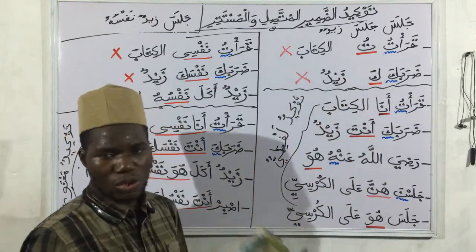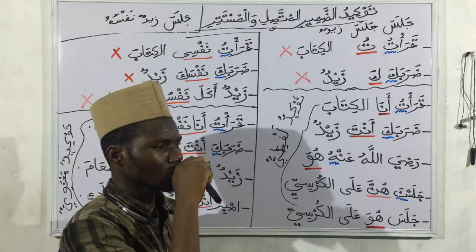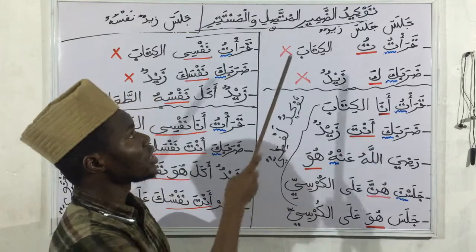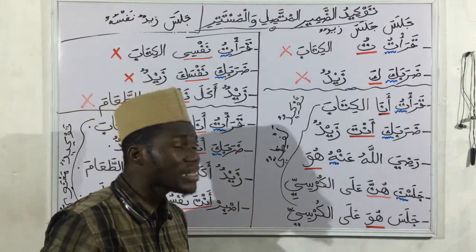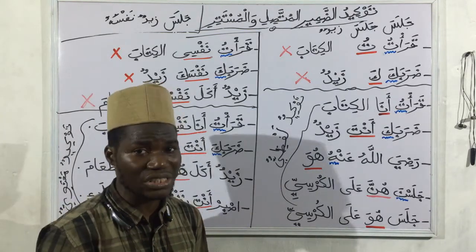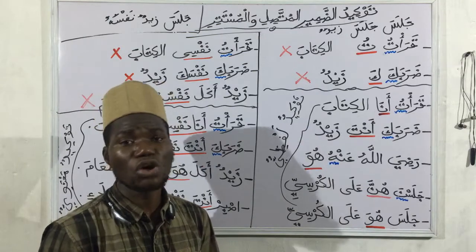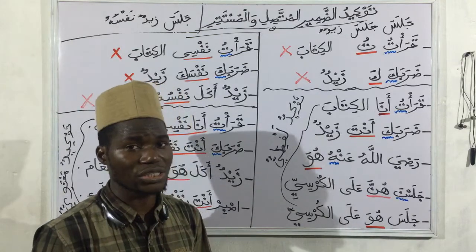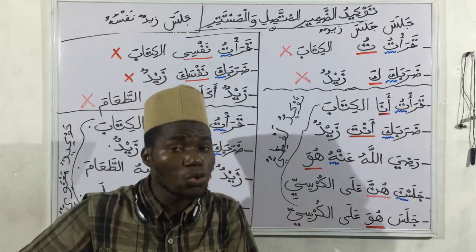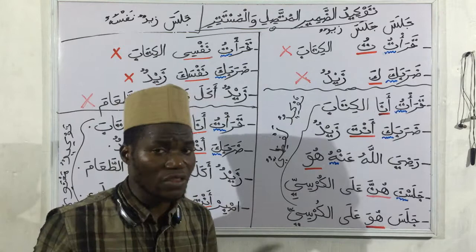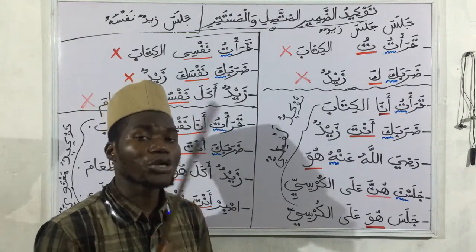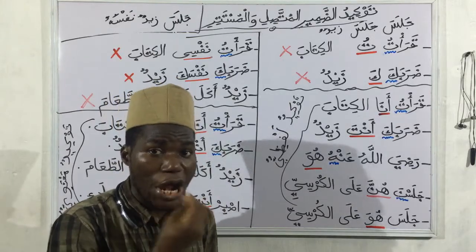Before I move on, how do we do taukid for the damir al-muttasil, the attached pronoun? As I told you, the attached pronouns are either in the rafu state, or in the nasb or jarr state. Two sections. In either of those two sections, if you want to do taukid for them, you have to do the taukid of lafz, the wording that you need to re-emphasize.